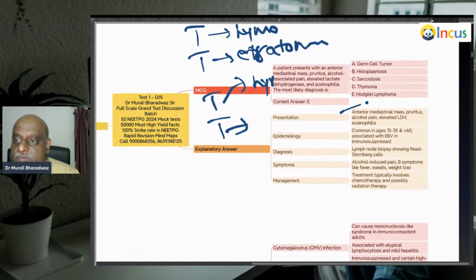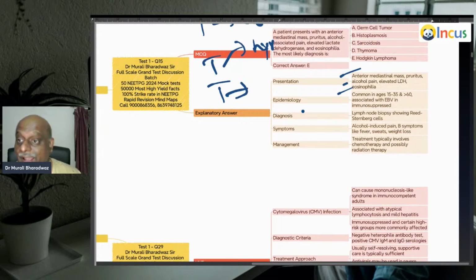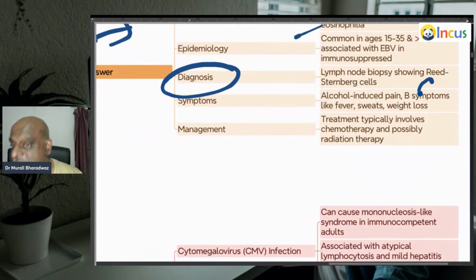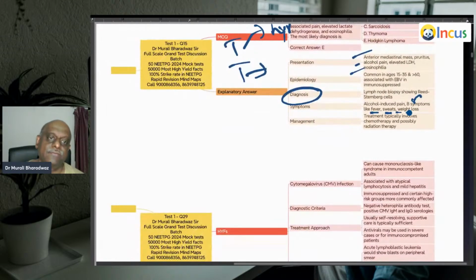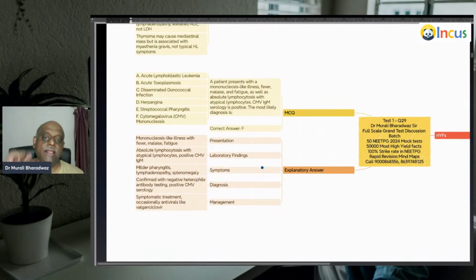So anterior mediastinal mass, pruritus, alcohol pain, elevated LDH, eosinophilia, age more than 60 years, and Reed-Sternberg cells, alcohol-induced pain, B symptoms like fever, sweat, and weight loss. Think of Hodgkin's lymphoma. Every NEET PG has what? Lymphoma, lymphoma, lymphoma. You have to be very good. One question on leukemia, one question on lymphoma. Without that, if it is NEET PG, then my name is not Murali Bharadwaj.